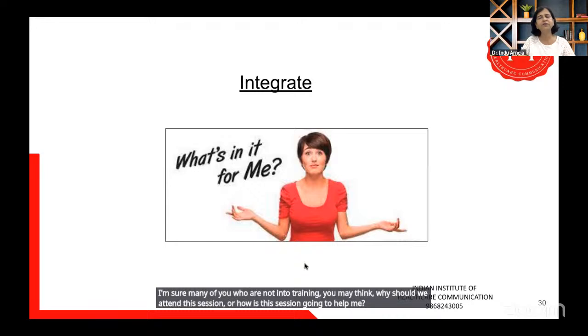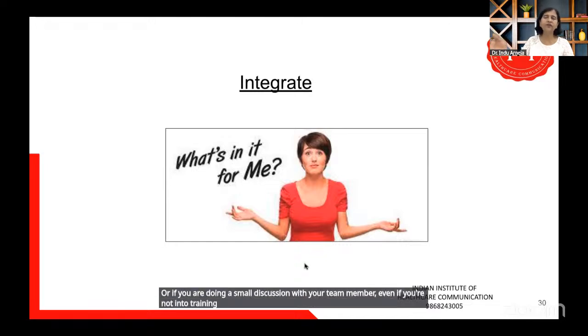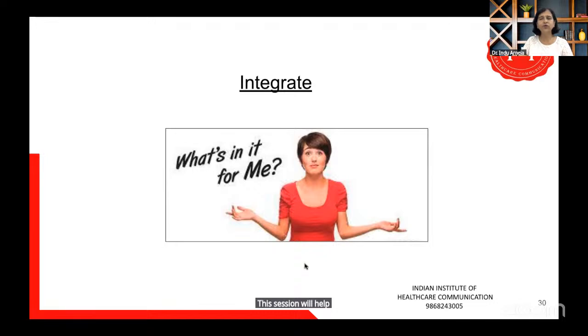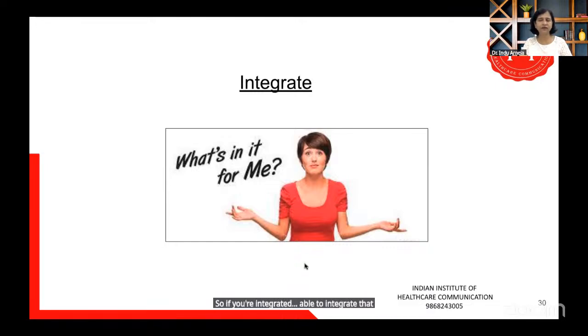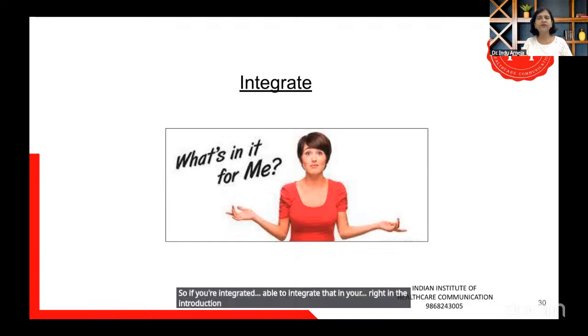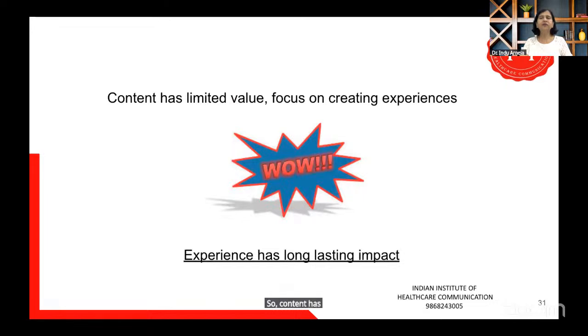But when I said, even if you are presenting in a conference or doing a small discussion with your team member, even if you are not into training, if you are getting training organized under you, this session will help you make sure that the program is designed and delivered in a very structured manner. If you are able to integrate that right in the introduction, they will definitely become interested.